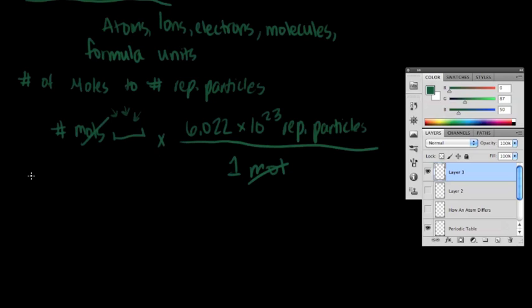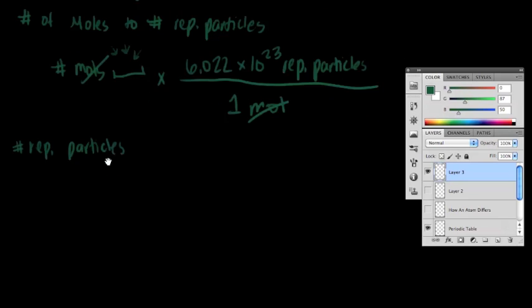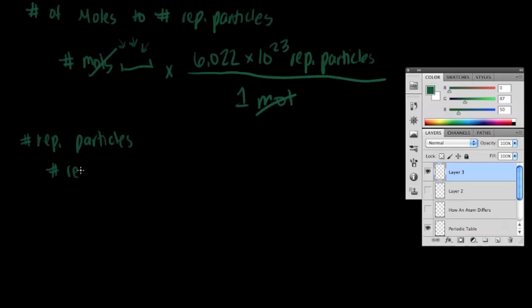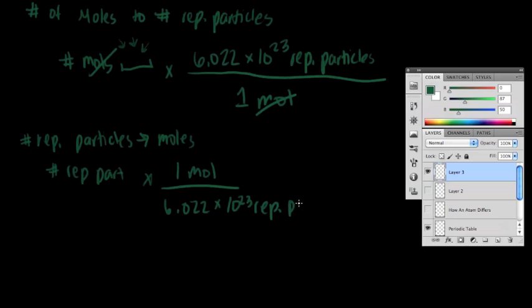And inversely, I don't know if that's the correct way to word that, number of representative particles to moles would be: this would be your number of particles, times 1 mole over 6.022 times 10 to the 23 representative particles. And your answer would be in moles.